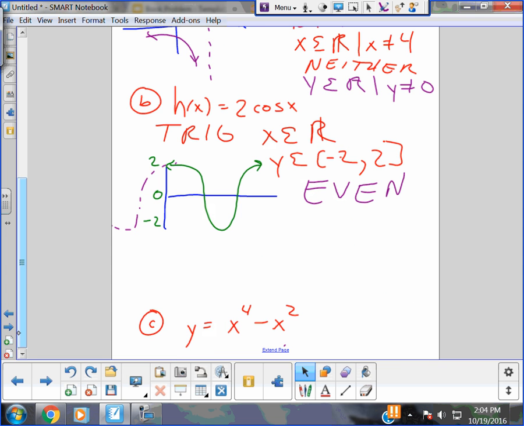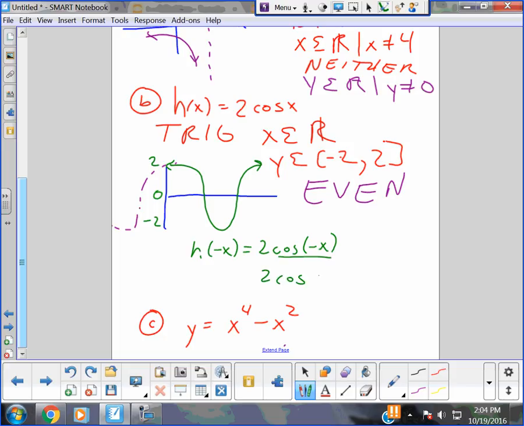All right. If you substitute h of negative x, you get 2 cosine negative x. And you remember that cosine of negative x is simply cosine x, which is simply h of x, right? Which is the definition of an even function.